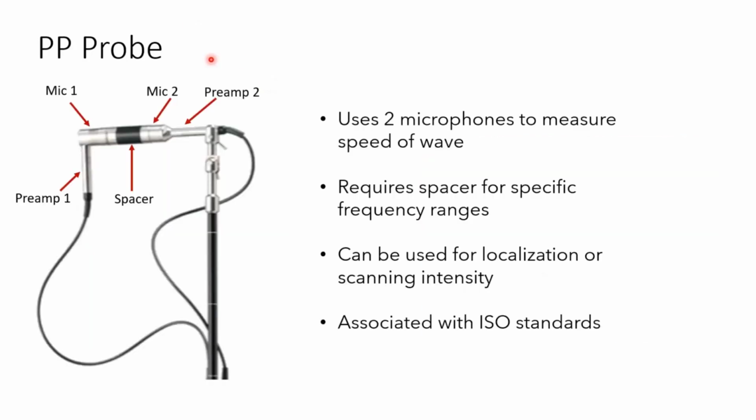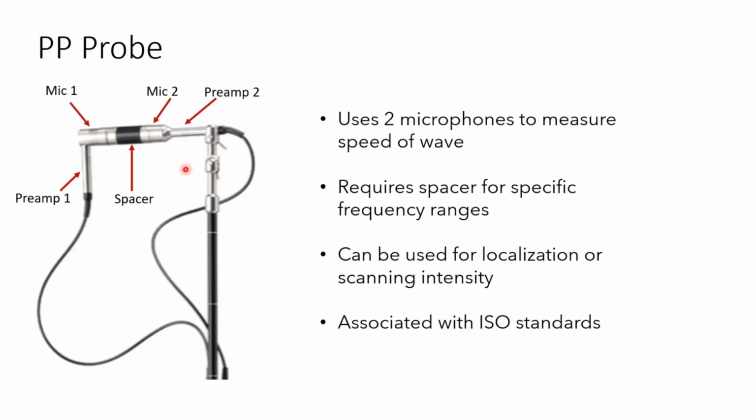So I discussed the PP probe. We got the spacer, the microphones, and the preamps. The two microphones are used to measure the speed of the wave. We talked about how the spacer is required because you need to be able to capture specific frequencies based on wavelengths. This can be used for localization and scanning.